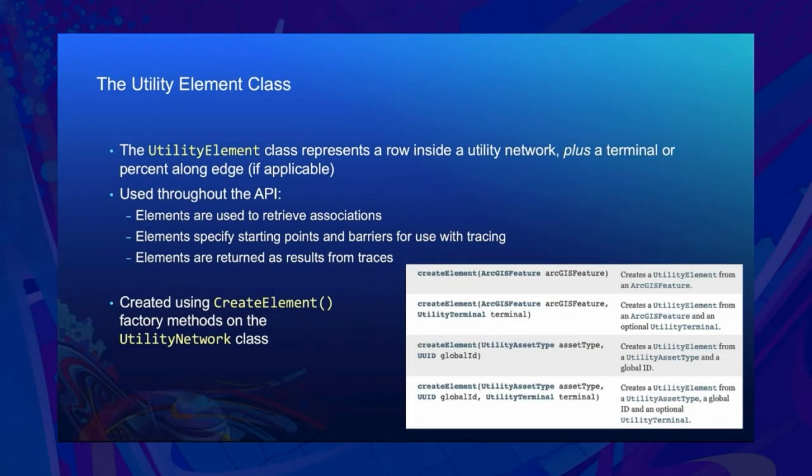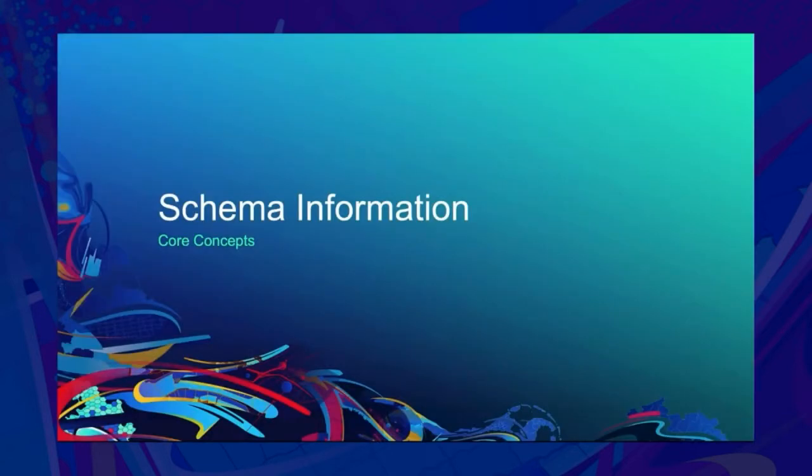When you get back associations, the features on either side of the association are specified via elements. Elements also specify starting points and barriers for use with tracing. And when you get back individual features from a trace, you get them back in the form of a list of utility elements. So if you need to create an element as an input, there are a set of factory methods called createElement on the utility network class.